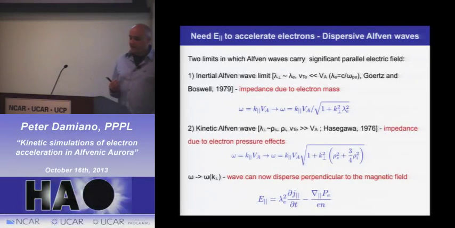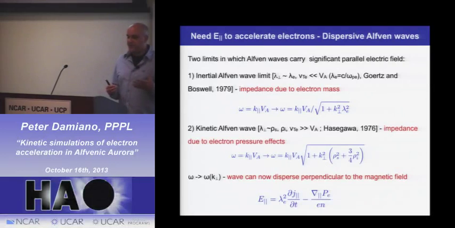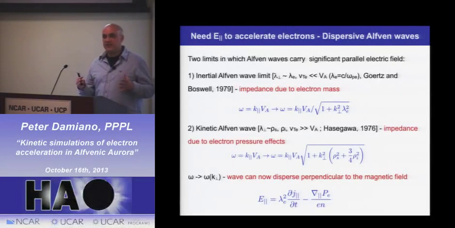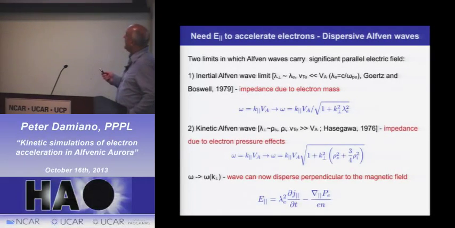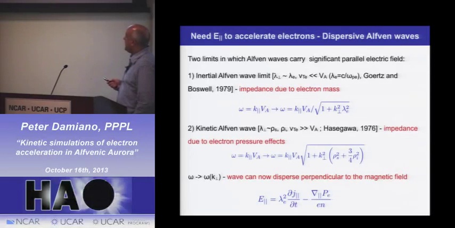Now, in order to have an E parallel, you need an impedance to electron motion along the field line. Essentially, the Alfvén waves can, to first order, be described as ion polarization current perpendicular to the field line being closed by electron current parallel to the field line. At certain limits, in the inertial Alfvén wave case, when lambda perp becomes on the order of the electron inertial length, the electron mass becomes an impedance to the electron motion along the field line. So you need a parallel electric field to develop to accelerate the electrons and maintain quasi-neutrality. In the kinetic Alfvén wave limit, this impedance is due to electron pressure effects.